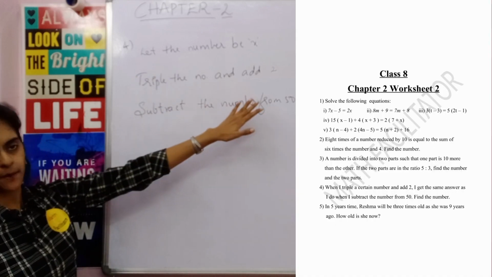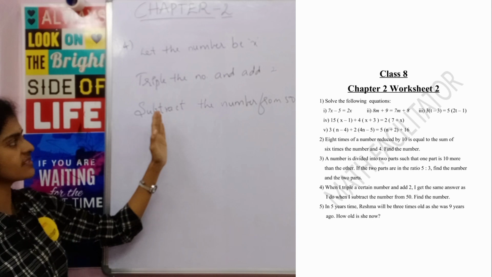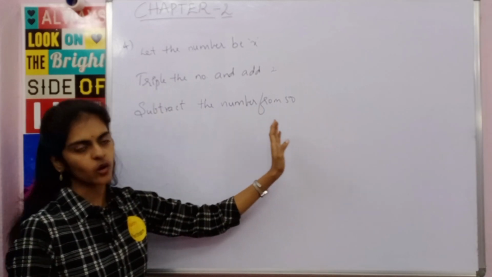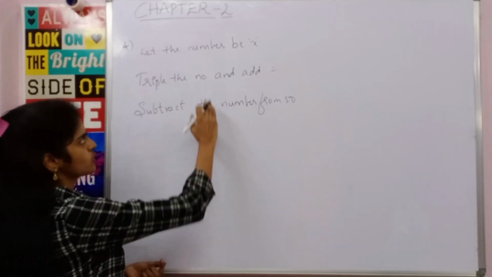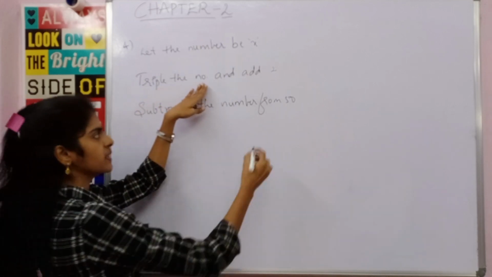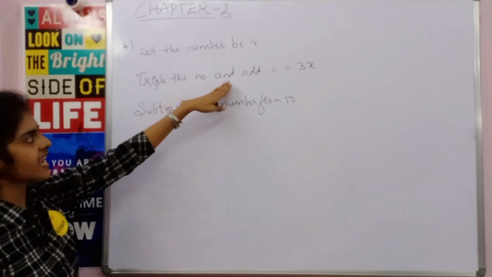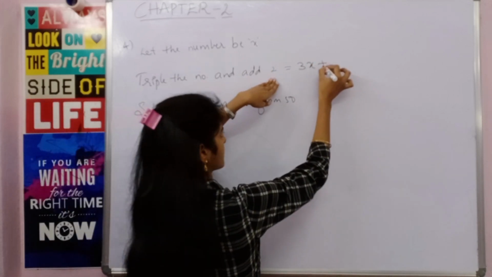So you have a number, and when you triple the number and add 2, you get the same number as you are subtracting the number from 50. Okay, so you have to find the number. So I have taken the number as x, let the number be x. Now you are tripling the number. Triple the number is nothing but 3 times x, nothing but 3 into x, and add 2. Okay, so 3x plus 2.